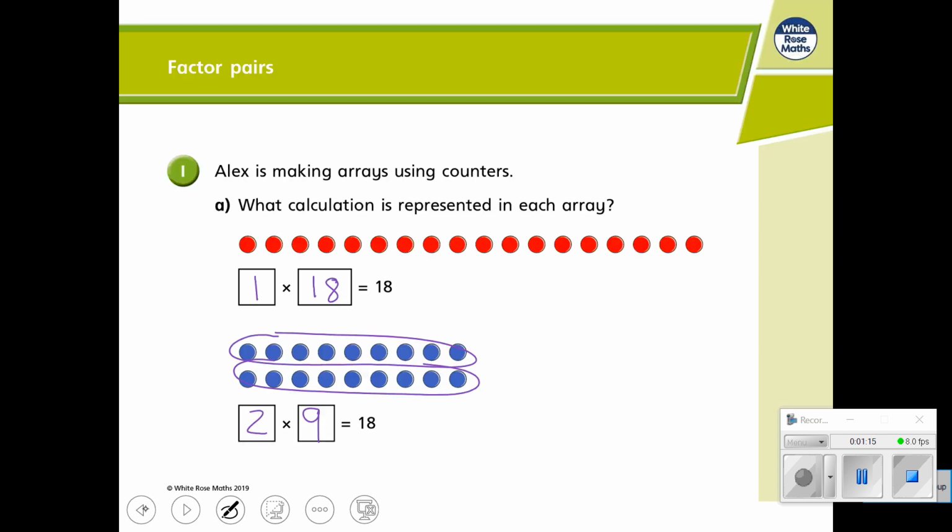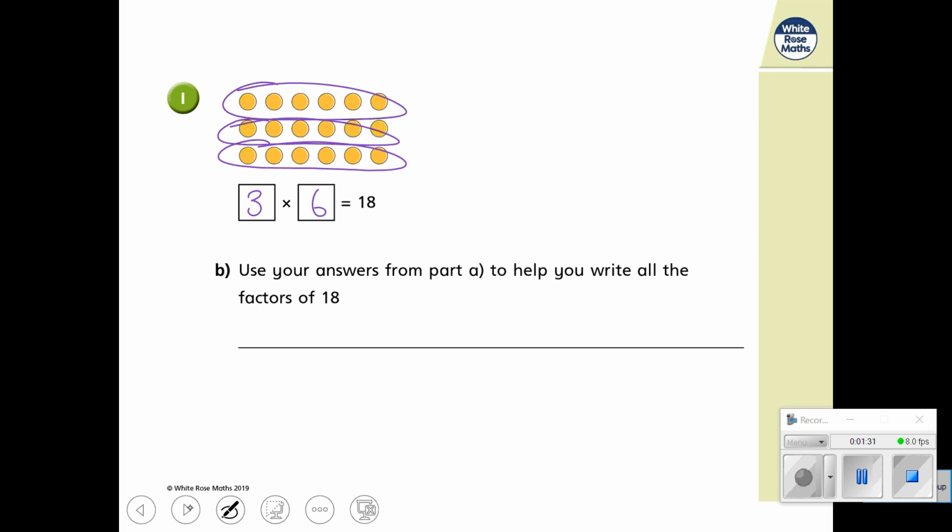So if we go back, we have 1 and 18 is a factor of 18. So 1 times 18 makes 18. 2 times 9 also makes 18, which means that 2 and 9 are factors of 18. And 3 and 6 also make 18, which means 3 and 6 are also factors of 18. So our answers are going to be 1, 2, 3, 6, 9, and 18.